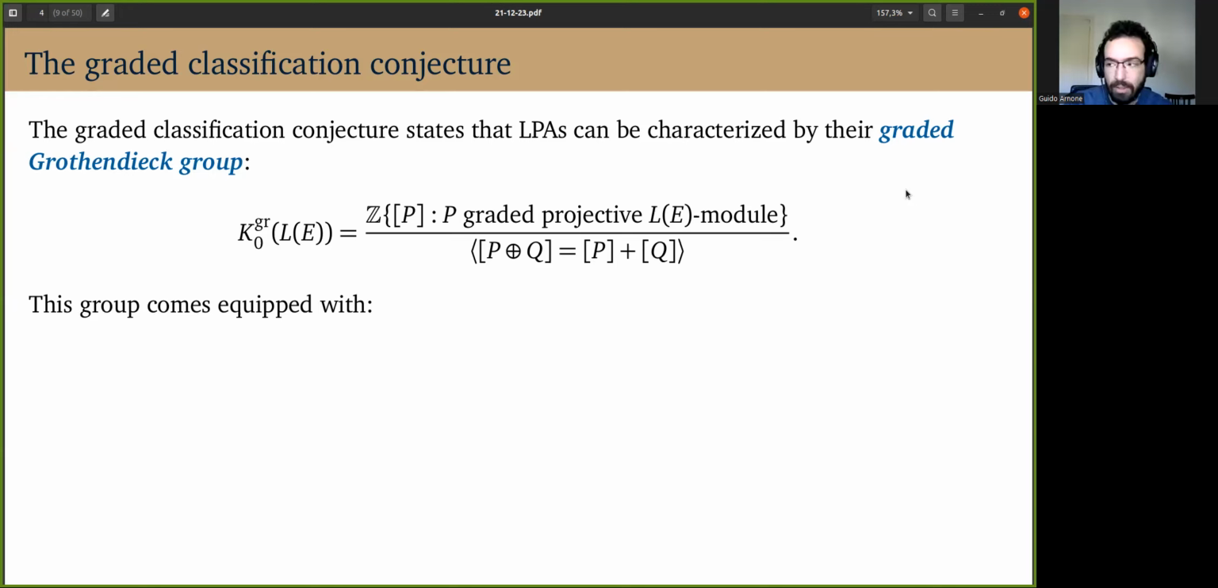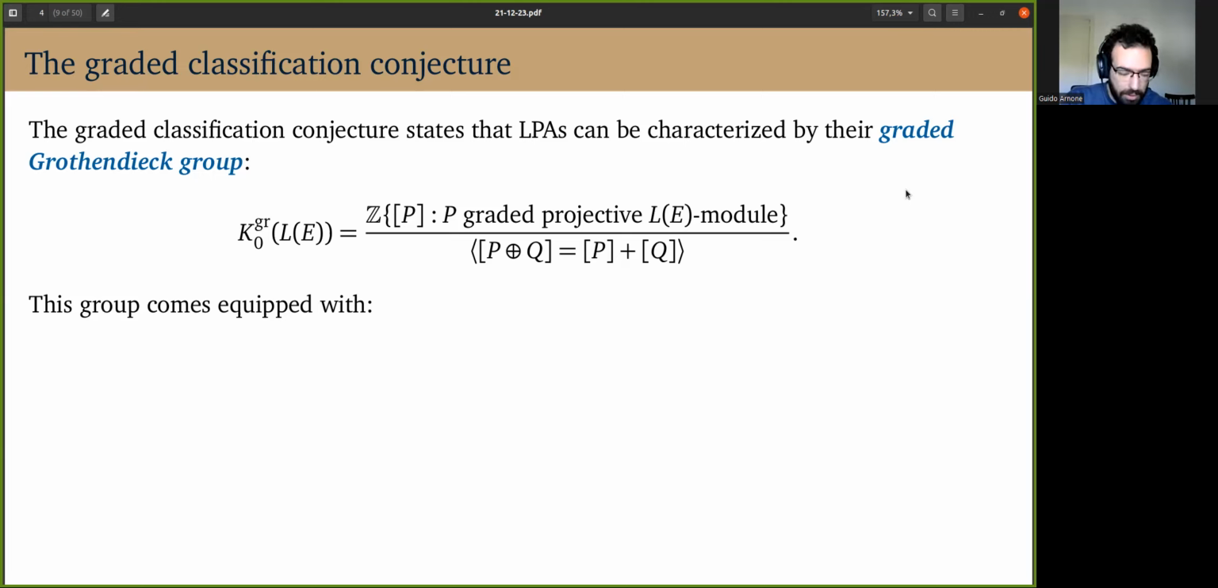So the graded classification conjecture states that Leavitt path algebras can be characterized, again as graded algebras, by their graded Grothendieck group. And this is an abelian group. In fact, one can construct it as follows. One can take the free abelian group on isomorphism classes of graded projective modules, and then we divide by the relation that the sum of two classes is equal to the class of their direct sum.